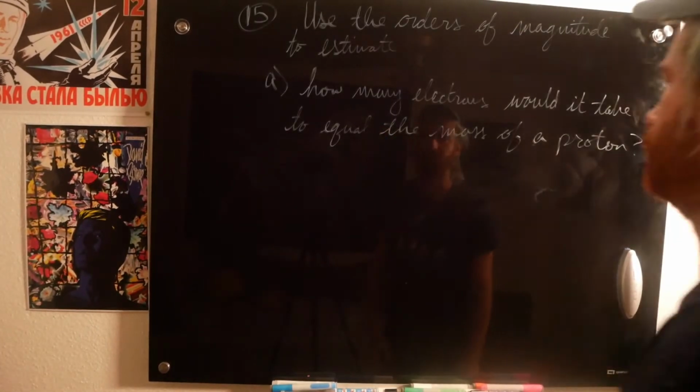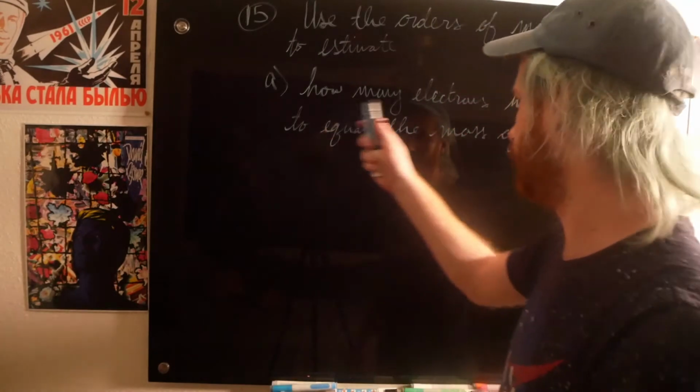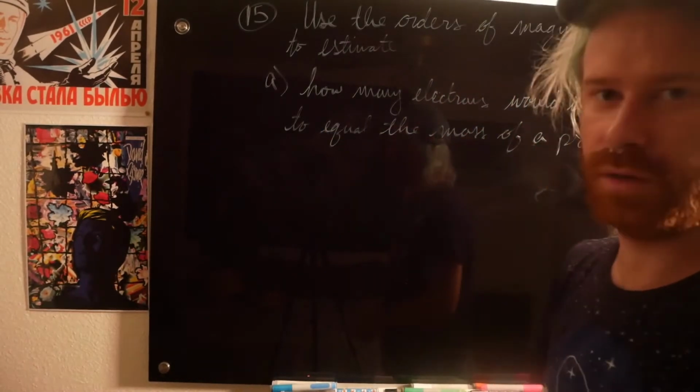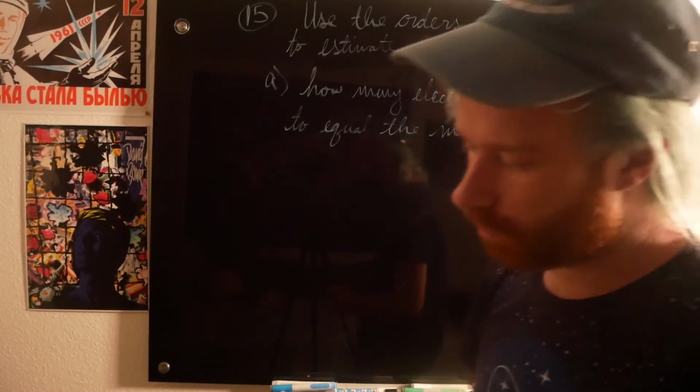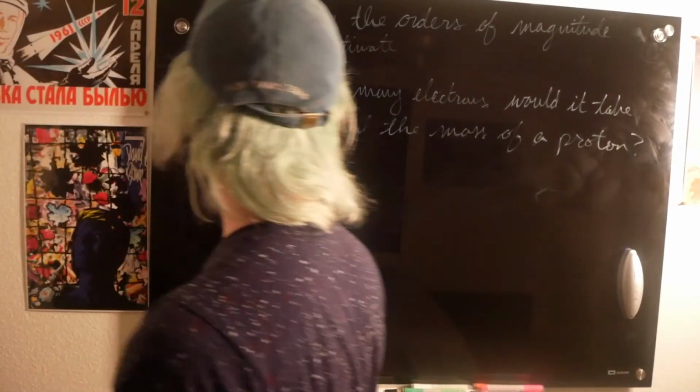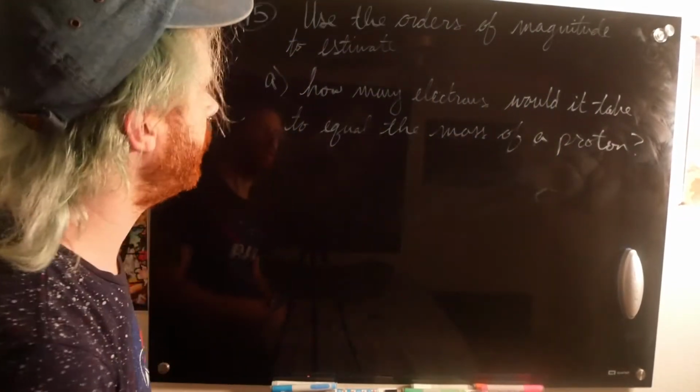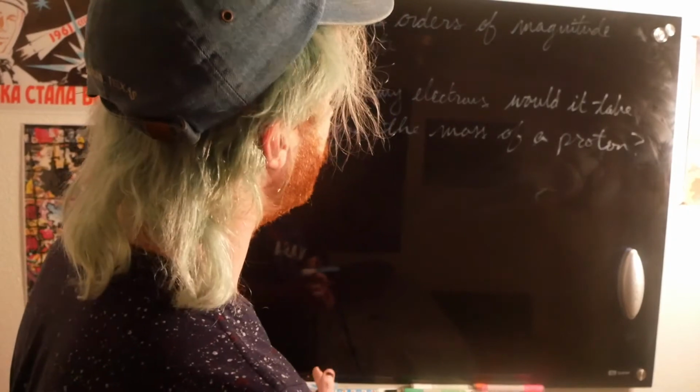Alright, I'm going to be stopping and starting this video pretty frequently so I can write the question down and we can solve it, just to save a little bit of time. So this first question is how many electrons would it take to equal the mass of a proton?